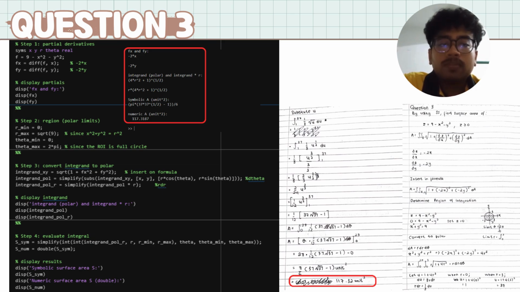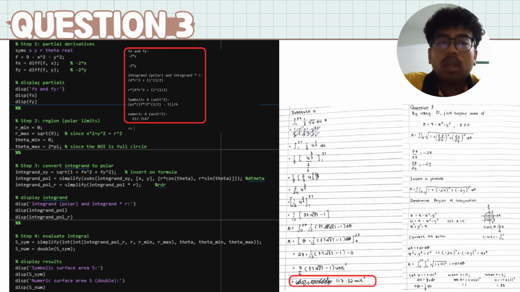Next, segment 2, region of integration. I set up the region of integration. Since the surface is circular when projected onto the XY plane, I switch to polar coordinates. The radius goes from 0 to square root of 9, which equals 3, and the angle theta goes from 0 to 2 pi. This covers the full circle.